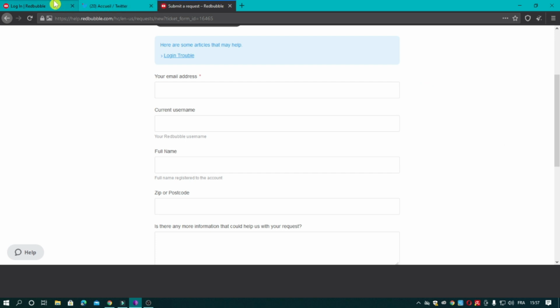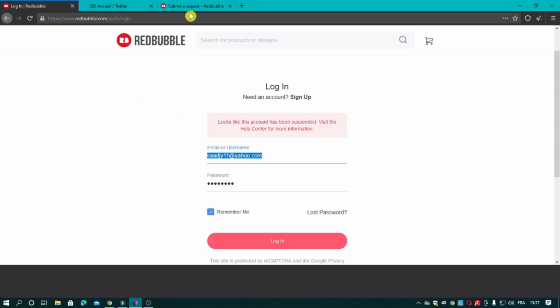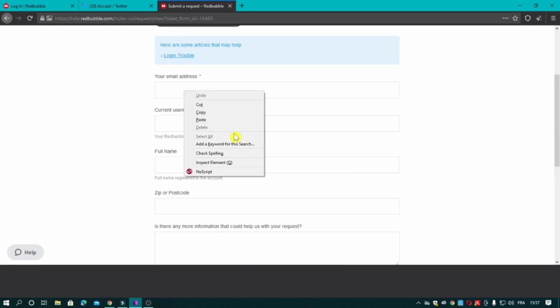And I will leave the description below with two messages. The first one, if Redbubble suspended your account for no reason, and the second one, if you made a mistake like copyright or trademark. So I will use the first one because my account was suspended for no reason, and I already used these two messages before when Redbubble suspended my main account, and both times they worked well for me.